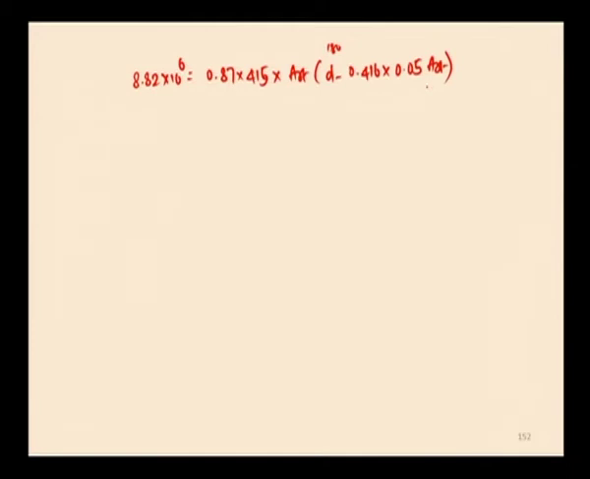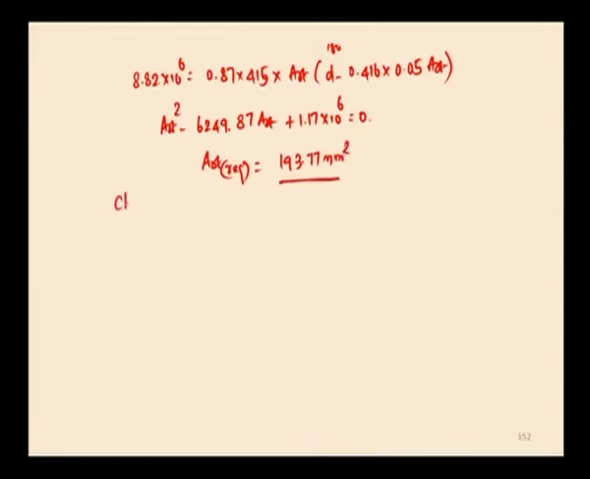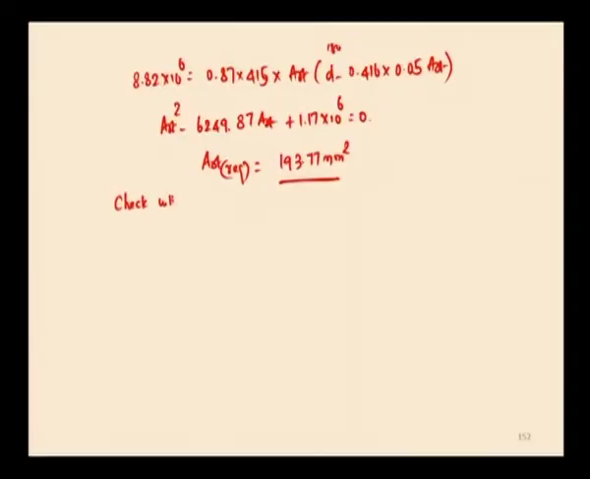By solving this expression, we get a quadratic equation, that is Ast square minus 6249.87 Ast plus 1.17 into 10 to the power 6 is equal to 0. By solving this expression, we get two roots. We select the minimum root, since it is designed as a singly reinforced rectangular section, that is 193.177 millimeter square. Now, I feel this Ast is very less, so I am going to check this Ast with the minimum Ast as per IS 456.